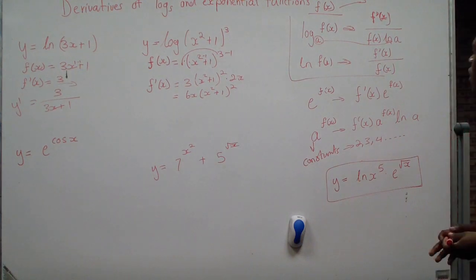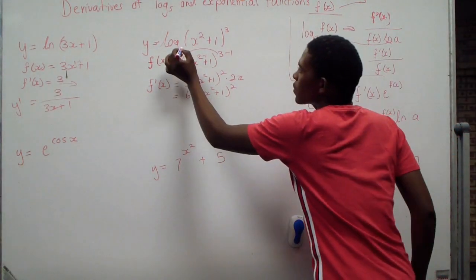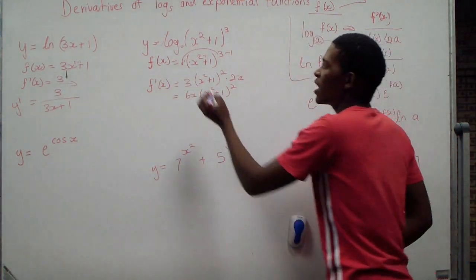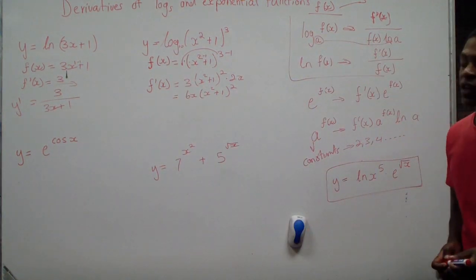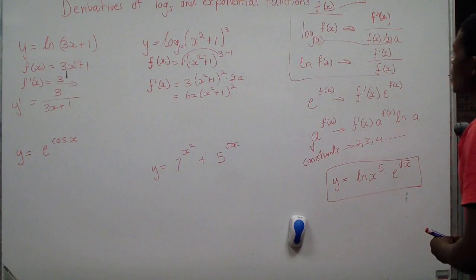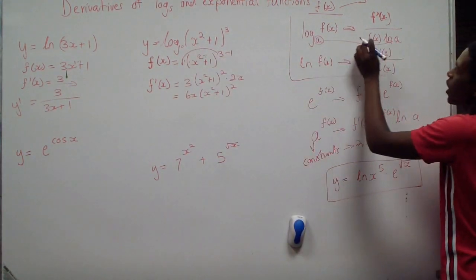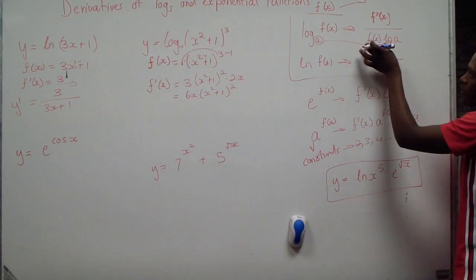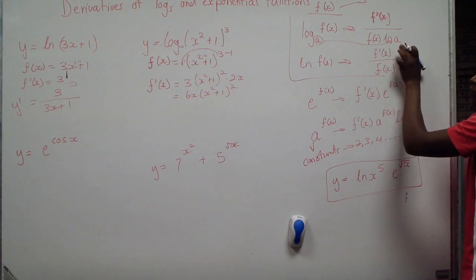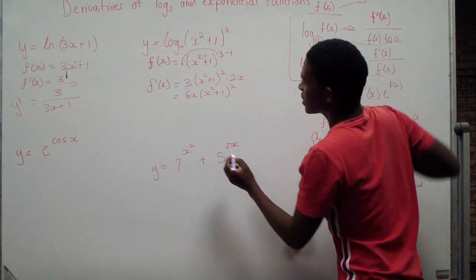Now, to put this in my formula, remember, to derive a log, here we have a base 10. I'm sure in high school they taught you the basics of logs. Here my base is 10. So I'm going to apply this: I need the derivative all over the function multiplied by ln of the base.